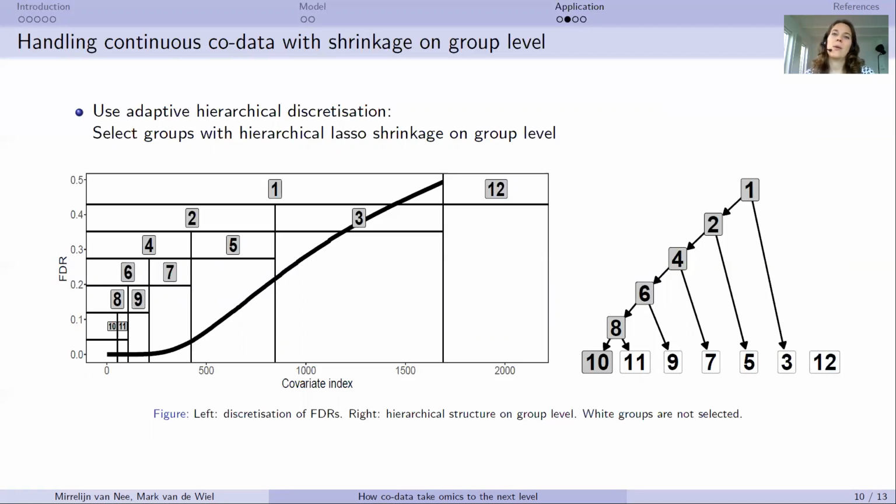So what we do is that we let the data decide how we discretize the data. So we have these groups, and then we let data decide which groups are selected. And these groups correspond to a discretization. So in this case, we fit the model, and then the gray groups are selected. So you see that up till group 10 is selected, and 10 corresponds to the group with the smallest FDR values.